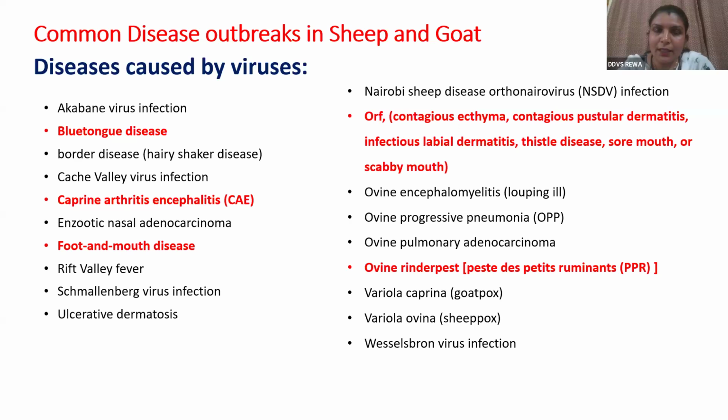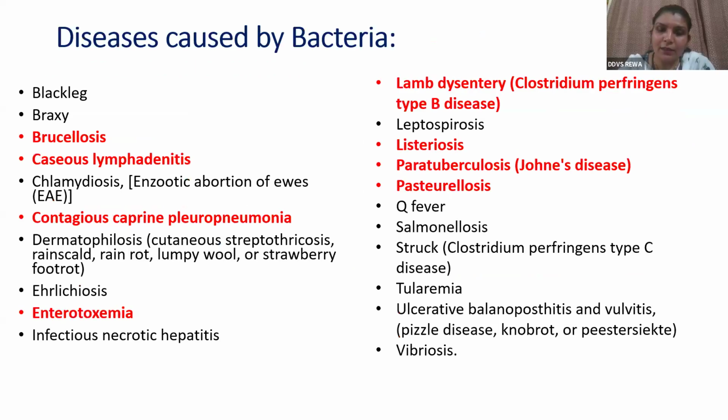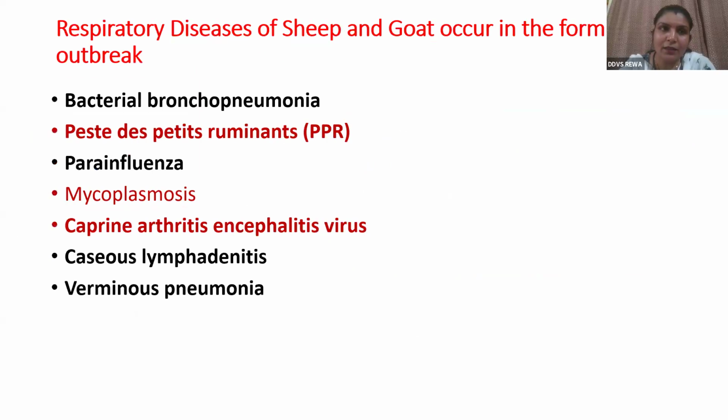So in this presentation, we are going to discuss some of the important diseases of sheep and goat, in reference to their clinical manifestations, the sources and ways of transmission, and the prevention and control measures to be adopted in an outbreak situation. These are the common diseases of sheep and goat caused by viruses, some of which we are going to discuss. And these are the diseases caused by bacteria in sheep and goat.